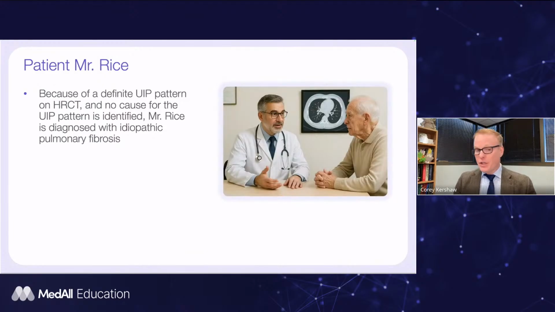So we return to our patient, Mr. Rice. He has a definite UIP pattern on HRCT because he has an apical to basilar gradient. He has reticulations and a subpleural distribution. He has no discordant findings. He has honeycombing on the CT scan. We therefore diagnose our patient with idiopathic pulmonary fibrosis.